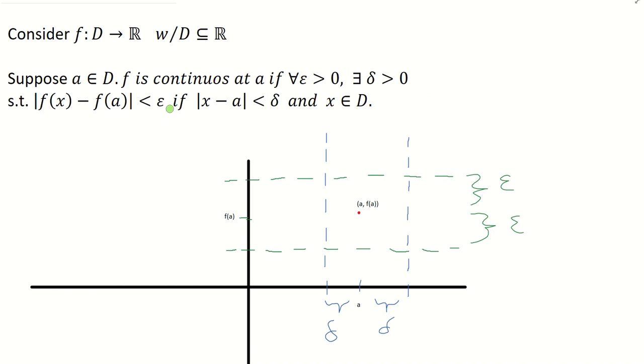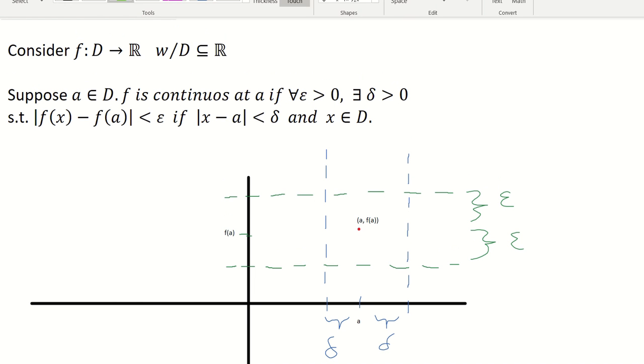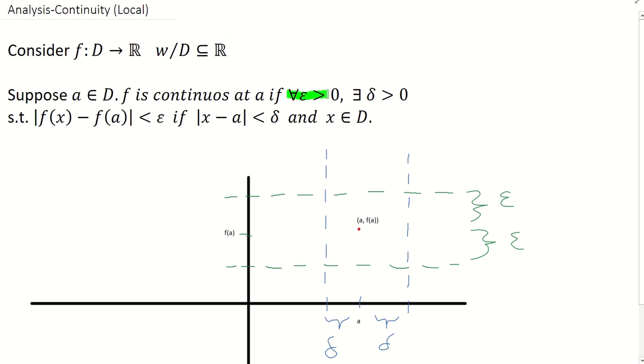So you can kind of dissect what you have here. So this, for all epsilon greater than 0. This is always going to be at the beginning of all your proofs, and this is extremely important. So this, and then the f of x minus f of A in absolute value is always being less than any arbitrary positive epsilon value.